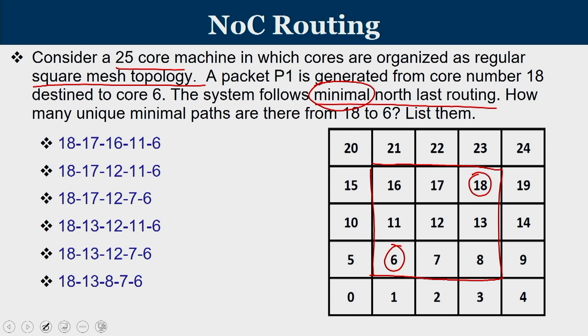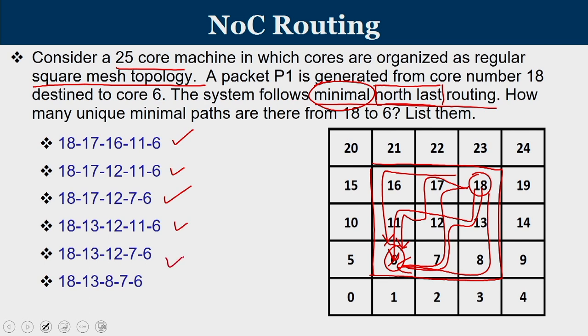So, from 18, we have possibilities. One is, I can take a possibility like this. That is my first possibility. Second possibility is, I can take an option like this. Because there is no restriction in taking an east, south or southeast, whatever order it is. We have restriction only in moving towards north. That is called north last routing. And the third possibility is like this. Then we have a possibility like this, and then like this, and the last possibility like this. So, we have 6 options: 18, 17, 16, 11, 6; 18, 17, 12, 11, 6; 18, 17, 12, 7, 6; 18, 13, 12, 11, 6; 18, 13, 12, 7, 6; 18, 13, 8, 7, 6. So, we have a total of 6 unique paths from 18 to 6 with minimal north last routing implemented.